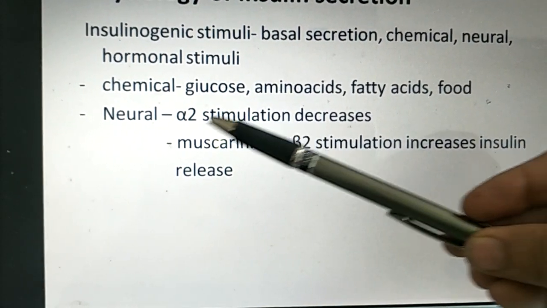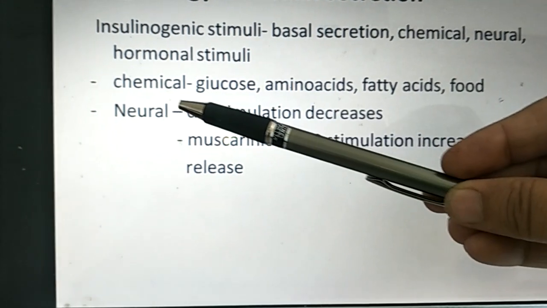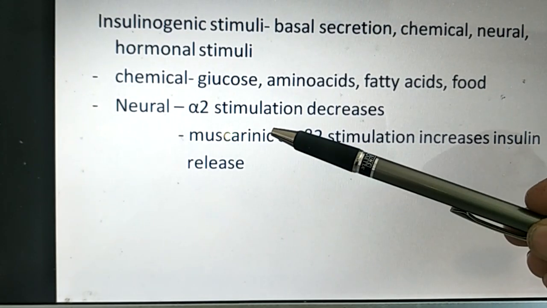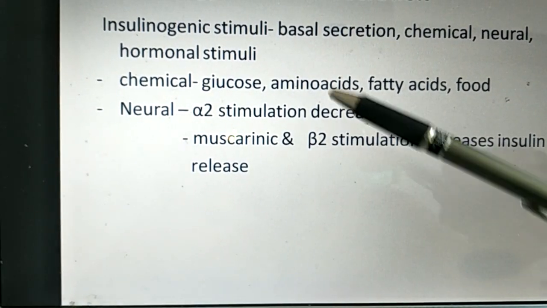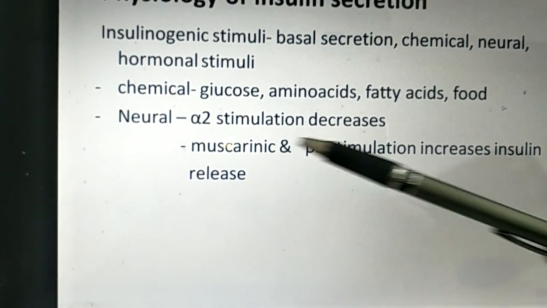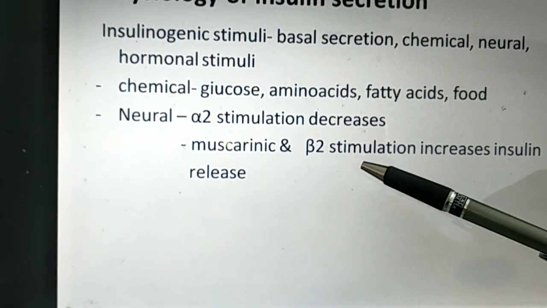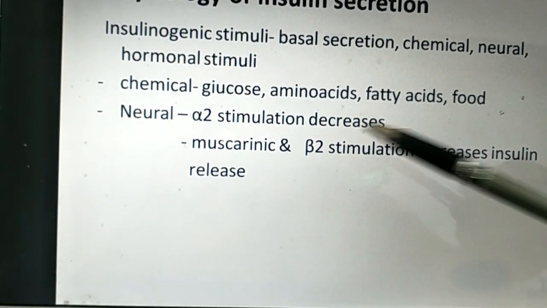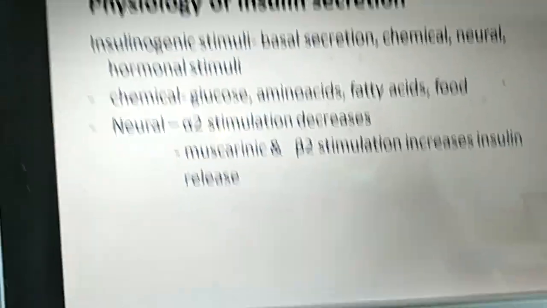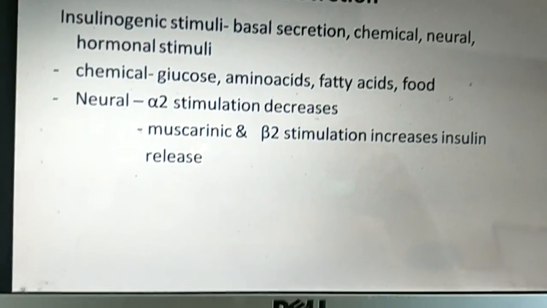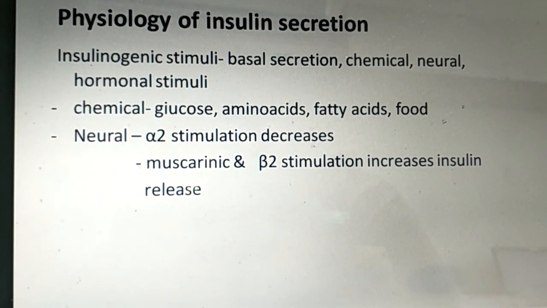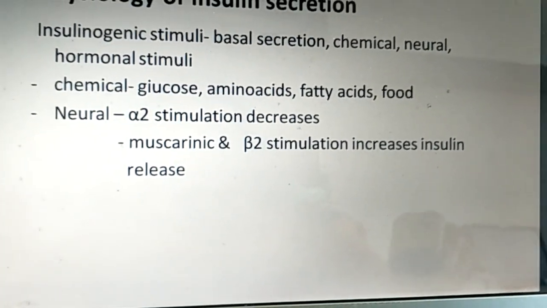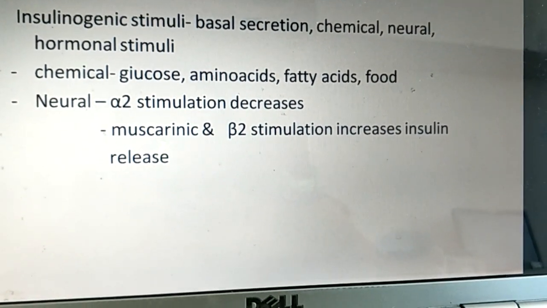But alpha 2, if you remember, alpha 2 receptors were presynaptically present and they were inhibitory in nature. When they are stimulated, there are decreased levels of norepinephrine, so decreased beta 2 stimulation. When the alpha 2 is stimulated, beta 2 will be less stimulated because norepinephrine has decreased. If you can understand, it is okay. Otherwise just remember, both cholinergic as well as adrenergic stimulation, muscarinic and beta 2, both increase insulin release.